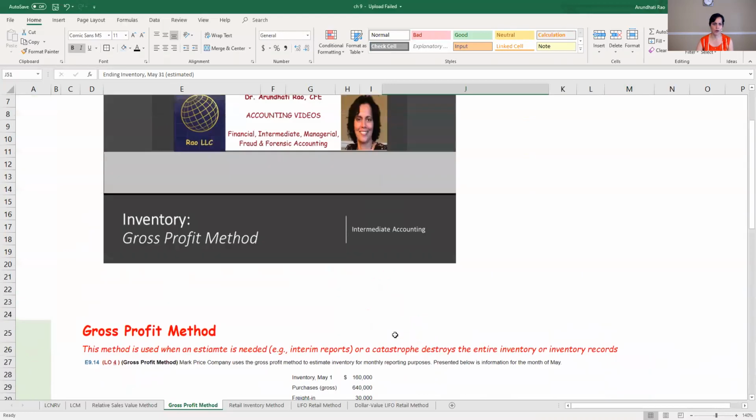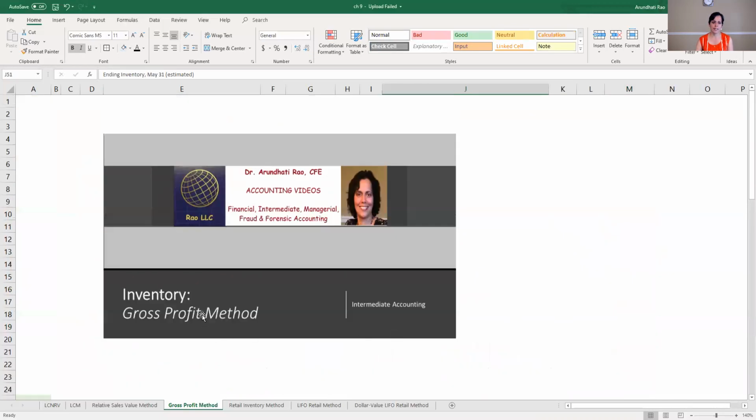So once again, what we have looked at over here is an estimation method of arriving at our ending inventory number. This can be done if the gross profit ratio tends to stay the same year after year. So with that, we conclude this video. And the next one we're going to talk about is retail inventory method.